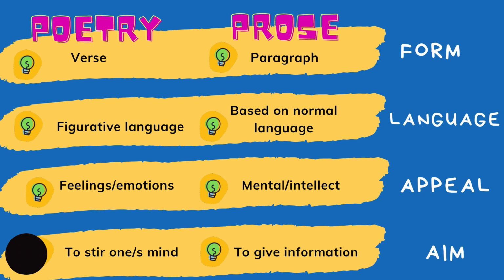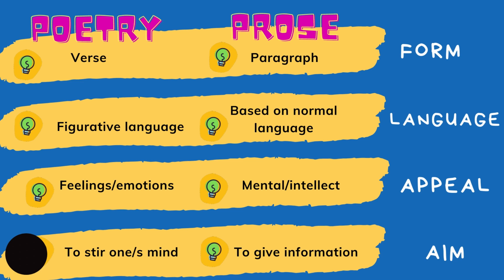And lastly, we have the aim. So the aim of poetry is to stir one's mind and in prose is to give information. So ito na yung sinabi ko kanina. Since it's direct, it has to give information to the readers. While in poetry, it has to stir one's mind kasi nga hindi siya ganun ka-direct. It uses different or creative words to beautify the work itself. So I hope that we have a clear differentiation of these two divisions of literature.